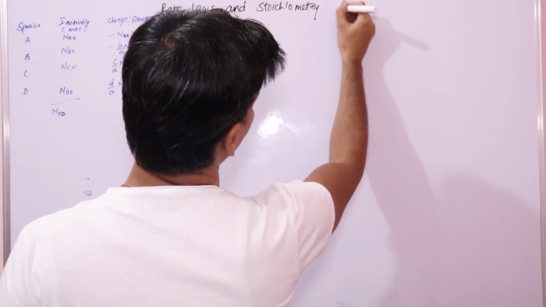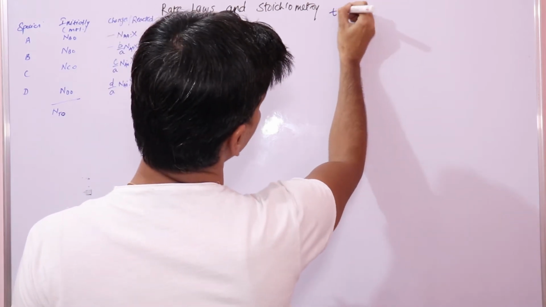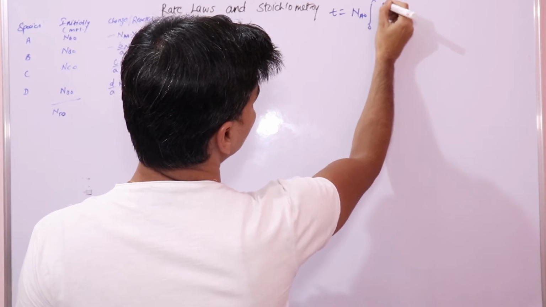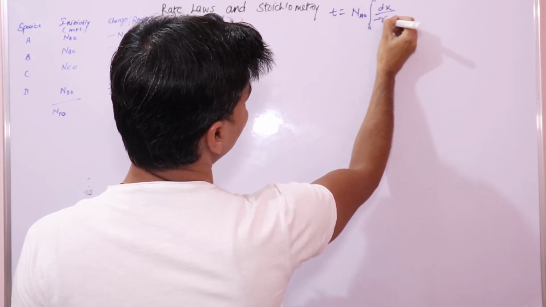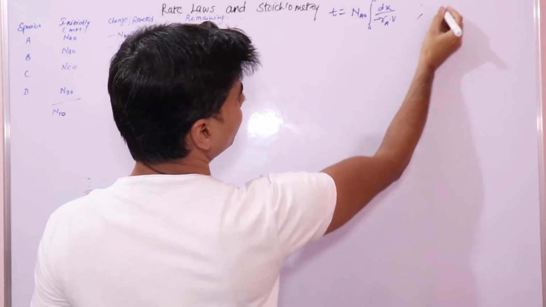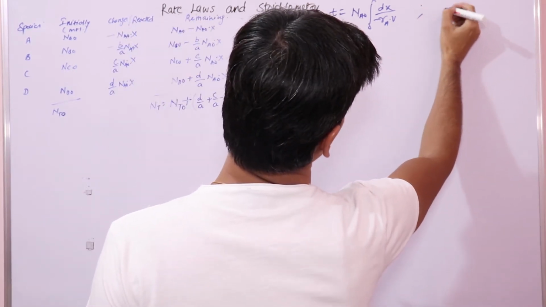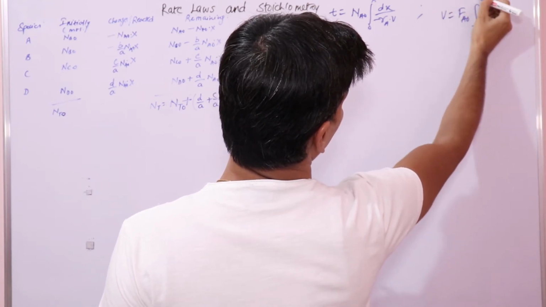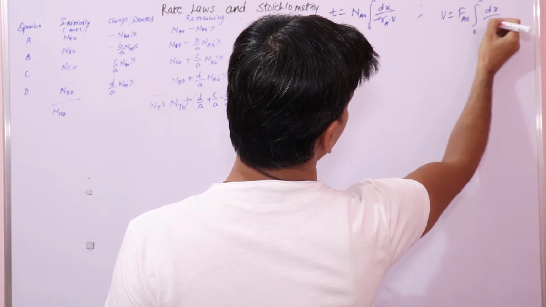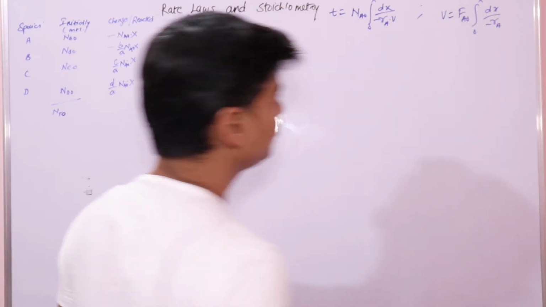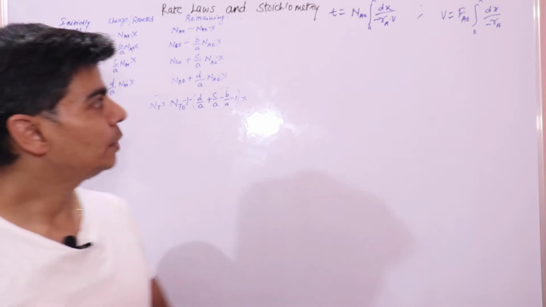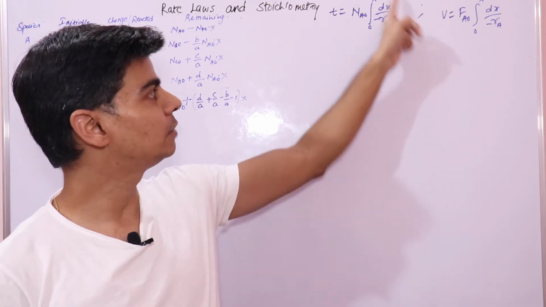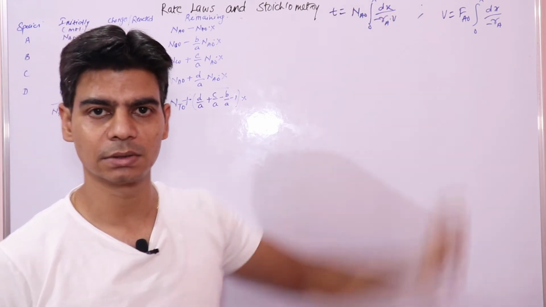The equation for batch reactors was t equals N_A0 integral from 0 to X of dX upon minus r_A V. And for flow reactors the equation was V equals F_A0, the initial flow rate, integral from 0 to X of dX upon minus r_A. Now what we have to do is express this r_A, the rate of reaction, in terms of conversion X, so that we can further evaluate these design equations.